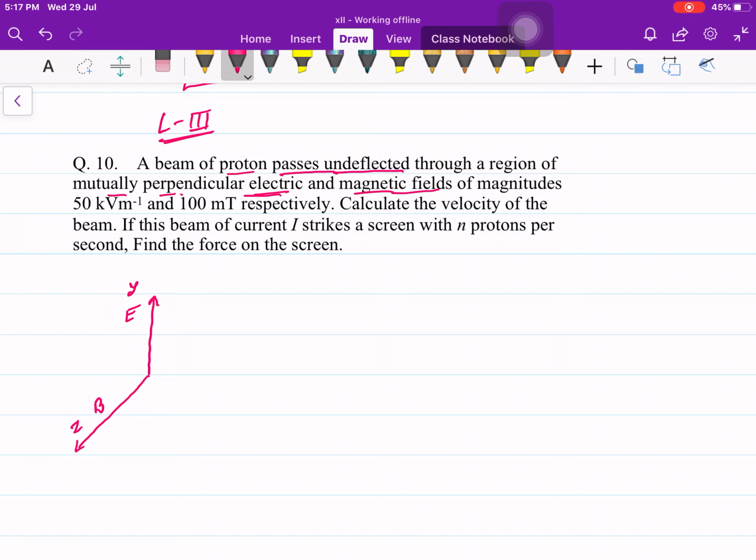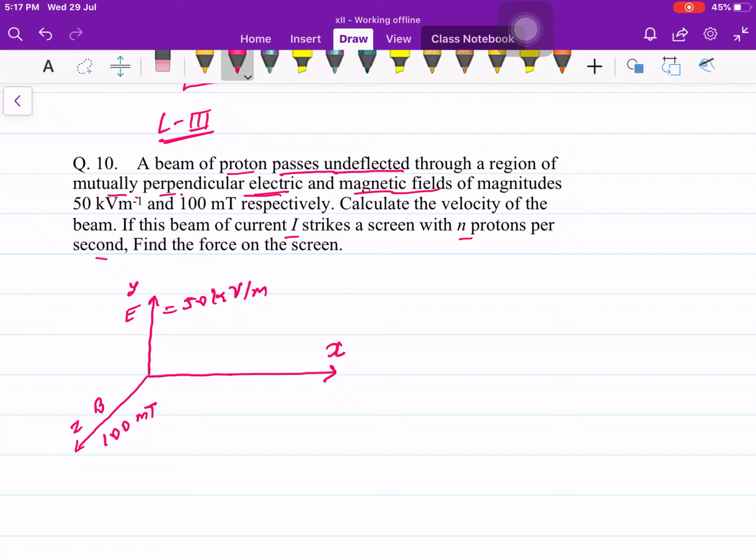Because this proton is passing through these two fields undeflected, this is the direction of the proton, that is in x direction, beam of proton. Okay, the value of electric field given to us is 50 kilovolt per meter, and magnetic field's value is also given, 100 millitesla. Calculate the velocity of beam. If this beam of current I strikes a screen with n protons per second, find the force. That's the second part of the question. We'll do the first part first.